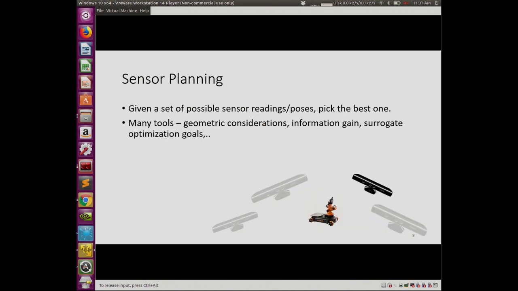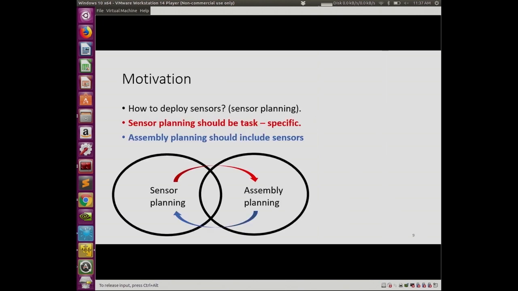In this work, we want to reason about the role of sensor planning. Sensor planning is given a set of possible sensor readings or positions or poses. We would like to pick the best one or the best sequence of choices. There are many tools to do that. Some of them are from geometry. Some of them include information theoretic concepts. And others are driven by efficient optimization goals.